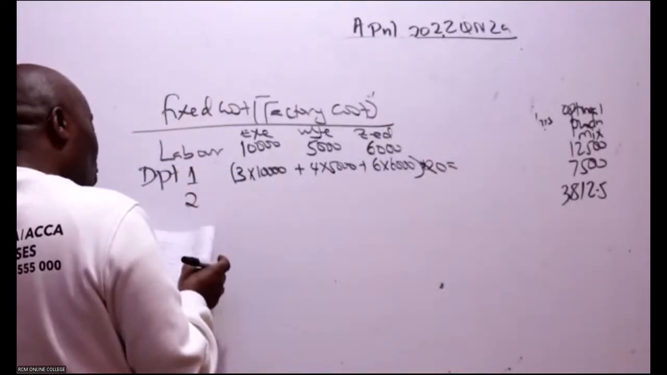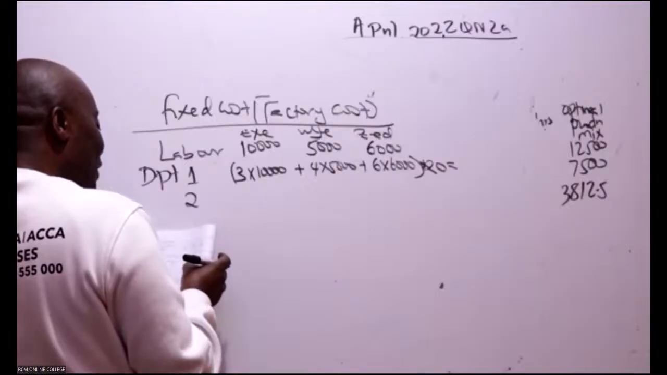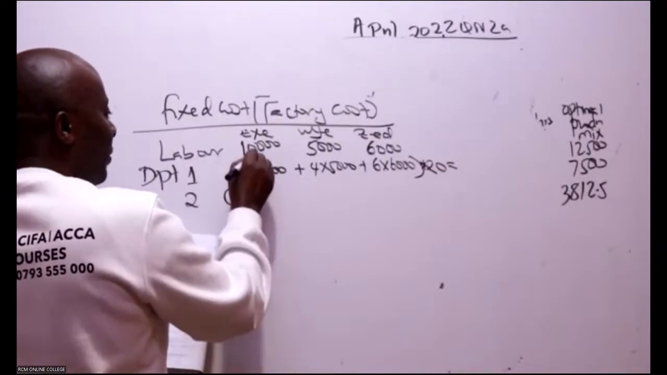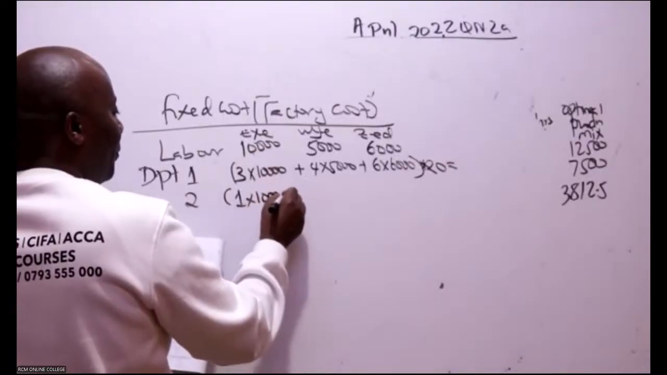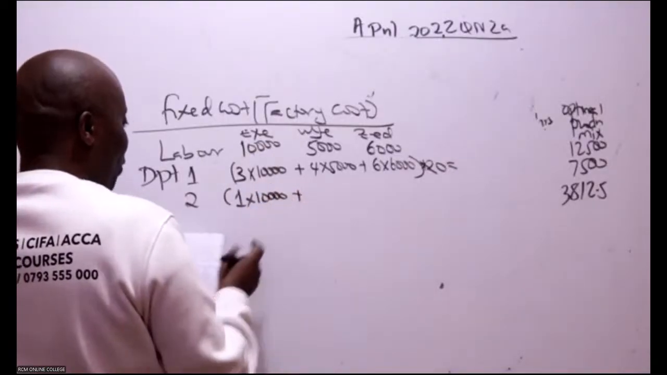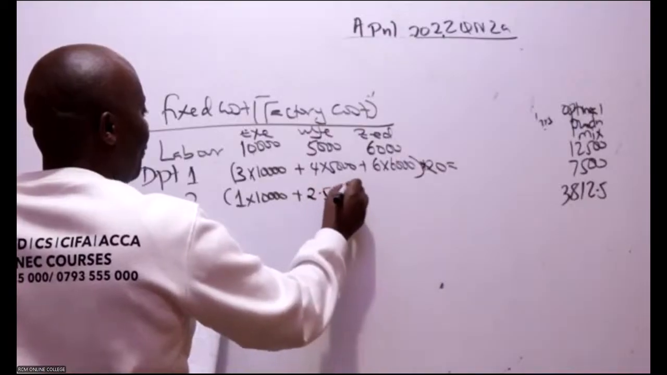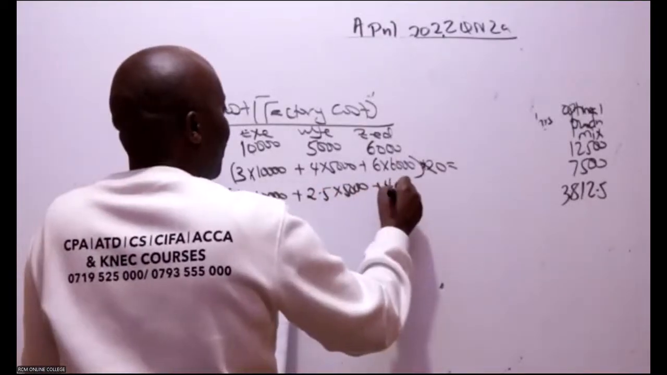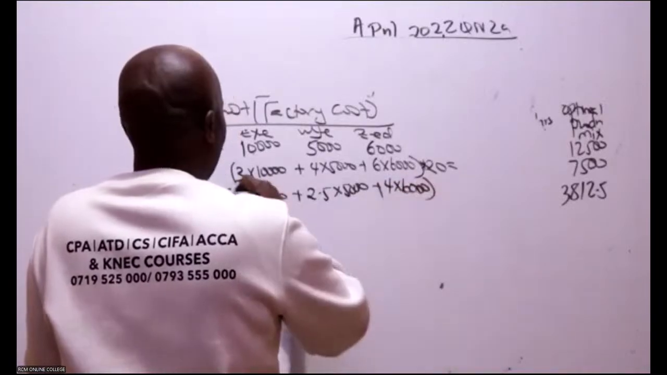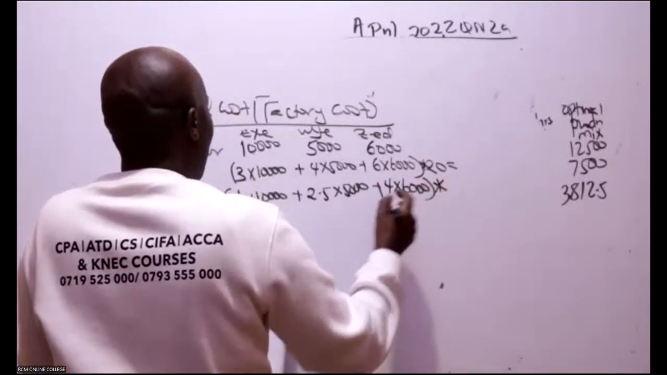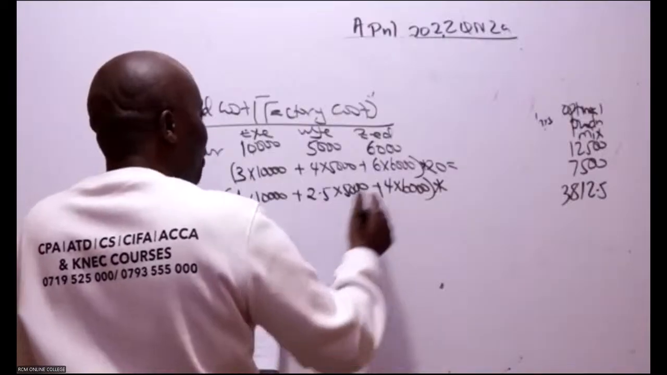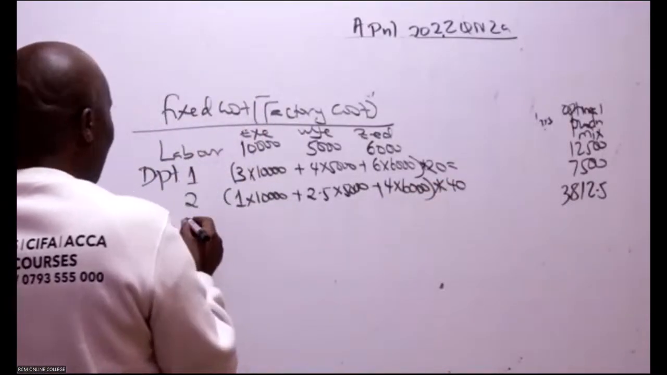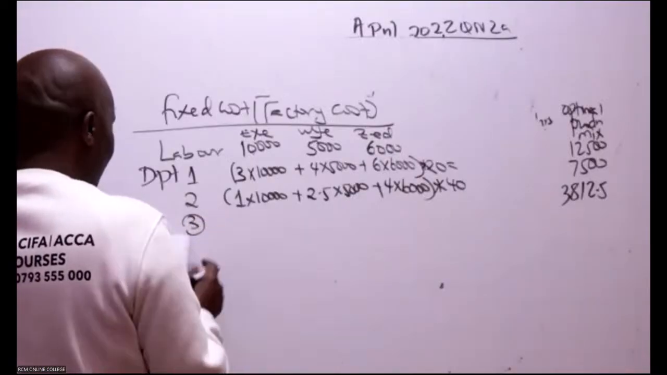Department number 2, from additional information 1, I can see the labor hours per unit. So I will talk of 1 times number of units, 10,000, plus 2.5 times 5,000, plus 4 times 6,000. Times department 2 rate, ladies and gentlemen, which is 40. And then we have department 3.